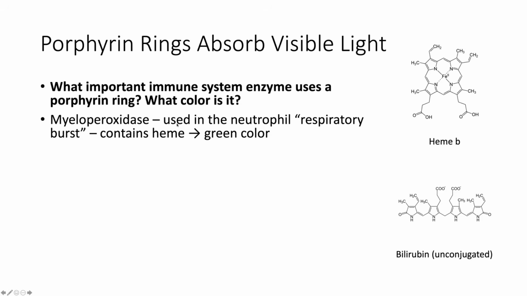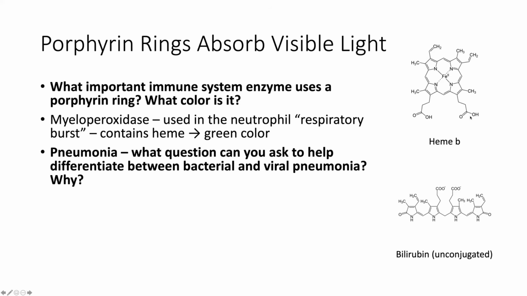Myeloperoxidase. So in the respiratory burst, it actually contains heme, which is interesting, right? So it also contains a porphyrin ring. But pneumonia. What question can you ask to help you differentiate between bacterial and viral pneumonia, and why?